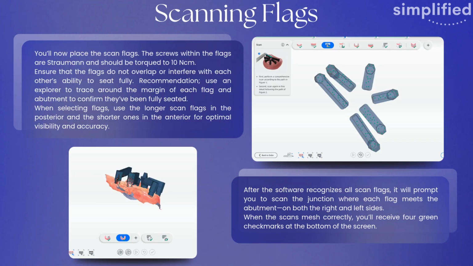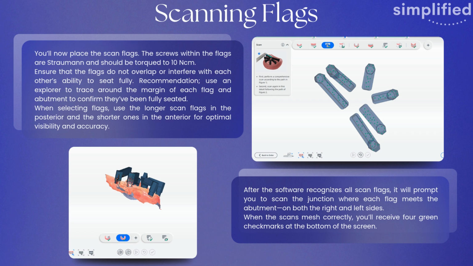You'll now place the scan flags. The screws within the flags are Stromman and should be torqued to 10 Ncm. Ensure that the flags do not overlap or interfere with each other's ability to seat fully. Recommendation: use an explorer to trace around the margin of each flag and abutment to confirm they've been fully seated.